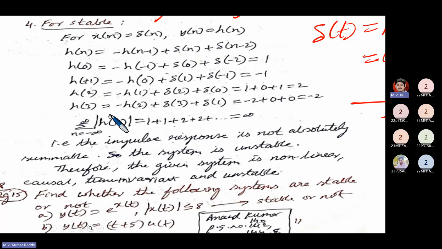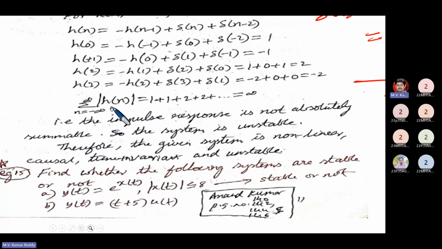So what is the condition here? The condition is that the sum of the modulus of h of n, from minus infinity to infinity, should be less than infinity. What is the first value? 1. What is the next value? Minus 1, but we have to put it in a modulus, and with modulus we get only positive values. So minus 1 becomes plus 1. Next 2, next minus 2 becomes plus 2. Next 3, minus 3 becomes plus 3. Next 4, minus 4 becomes plus 4. This series goes on and the sum becomes infinity.